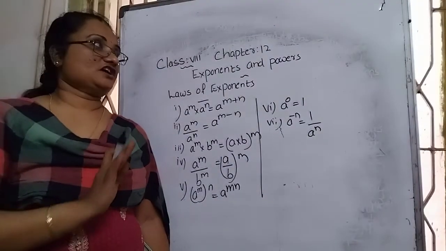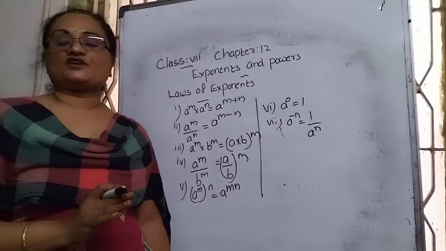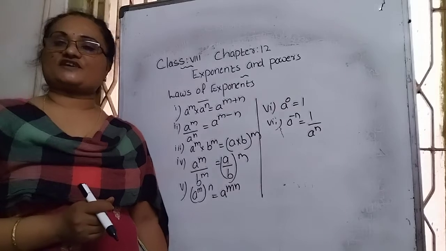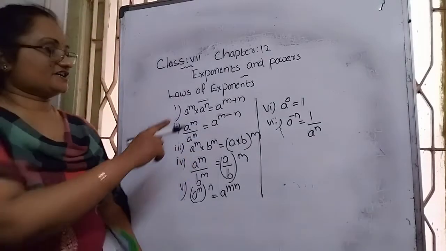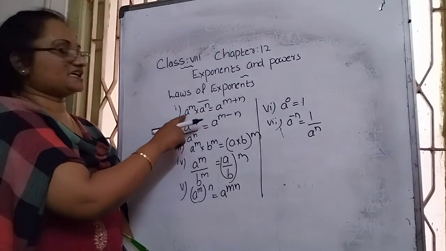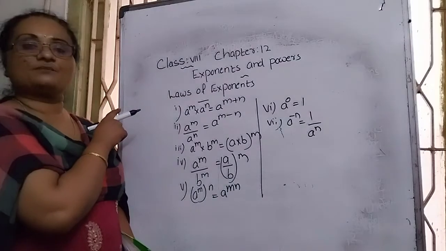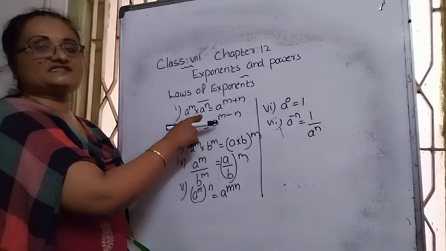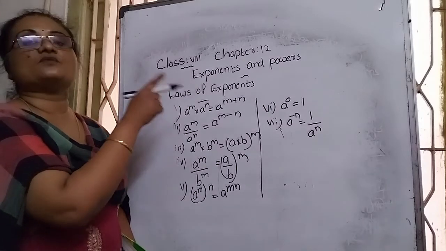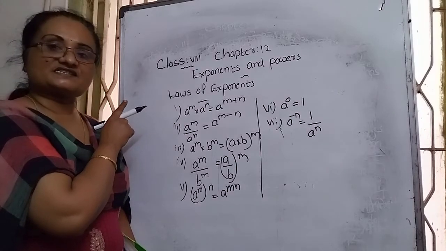Hi students, now we are going to discuss chapter 12, exponents and powers. In 7th class you already learned the laws of exponents, that is a raised to m into a raised to n. Same base. Here, what is the base? A is the base, m and n are the powers. They have the same base. Then in the multiplication case, what do we do with the powers? The powers are added: m and n are added, a raised to m plus n.